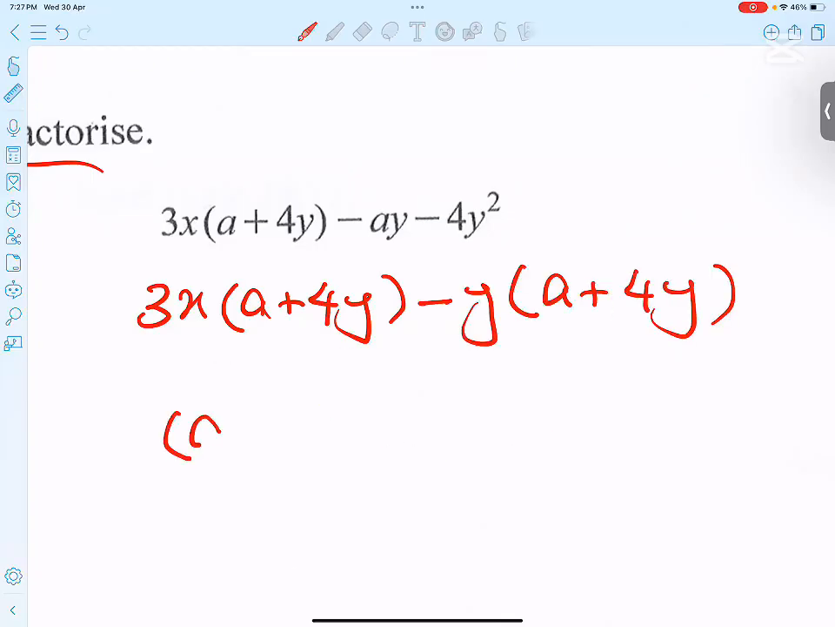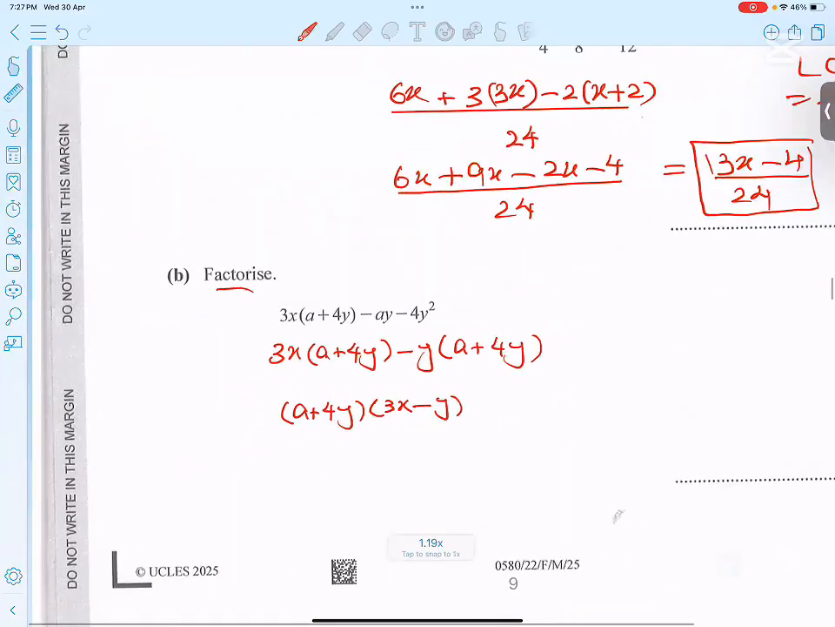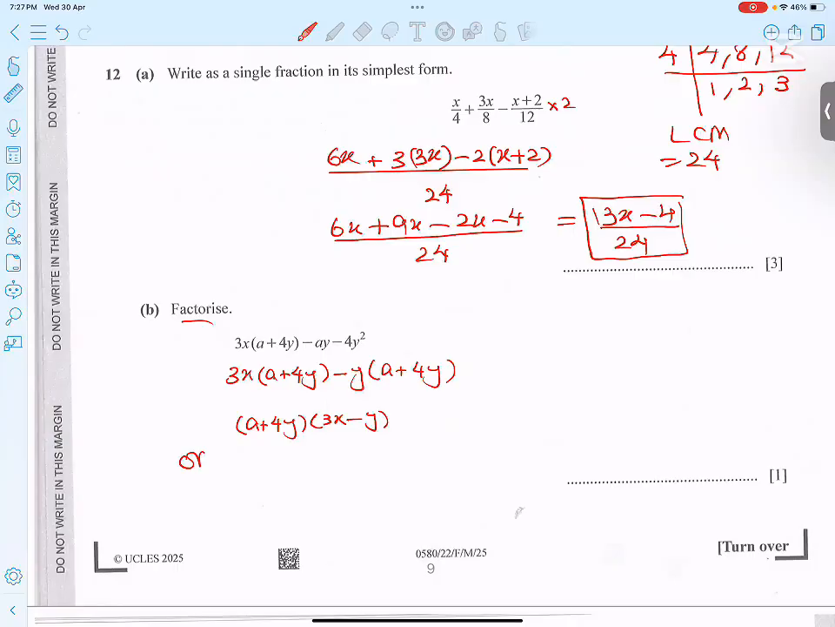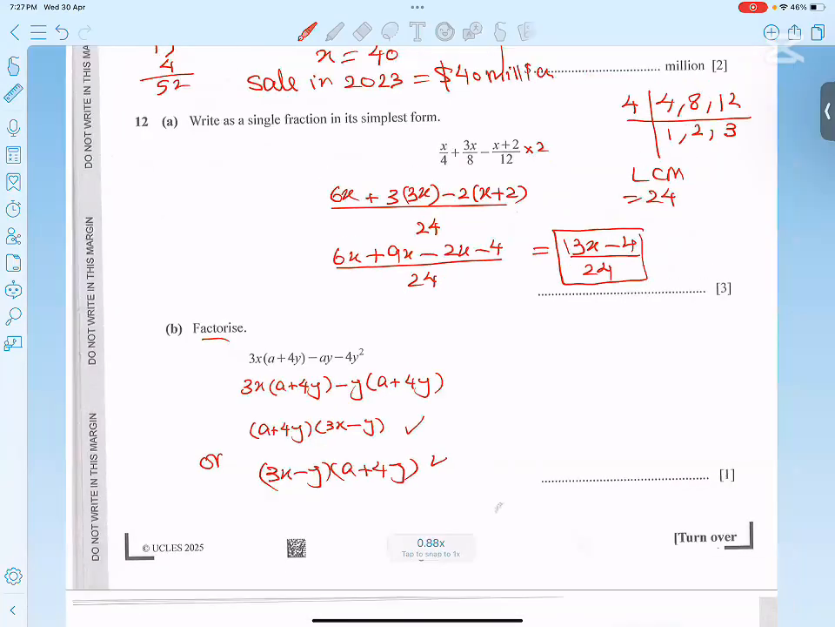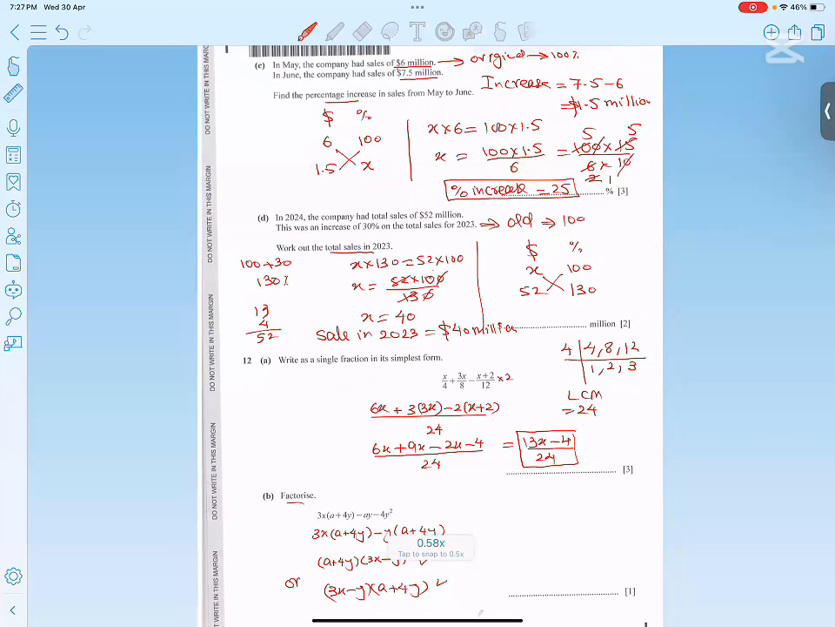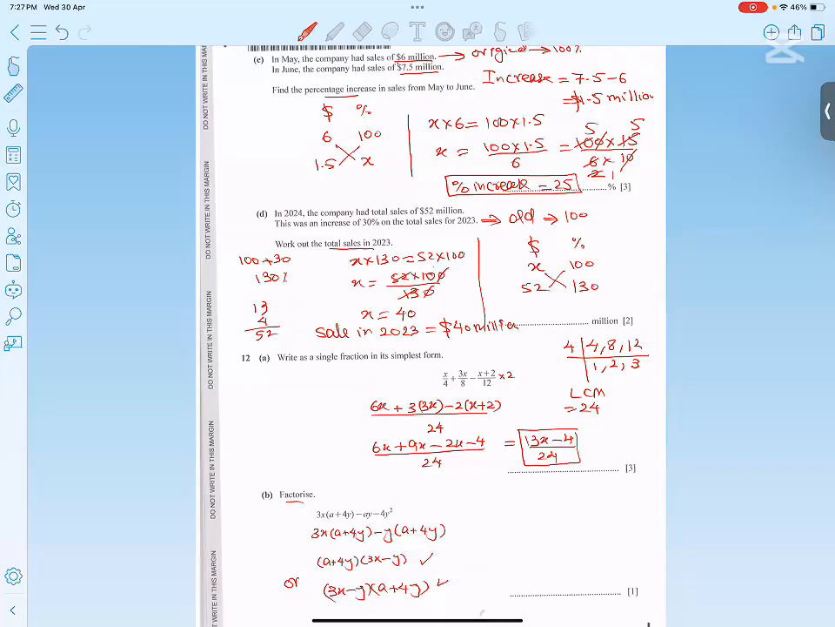When I take common out, a plus 4y, so this and this are left behind. So my answer is finally 3x minus y. It can be in a different order even. If you write in the other order, 3x minus y before and a plus 4y later, both are correct answers. I hope the concept of the whole page is clear.